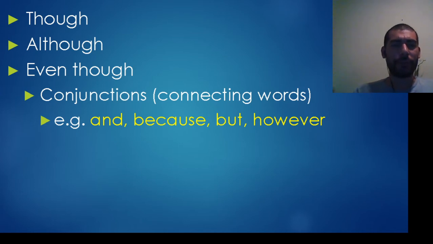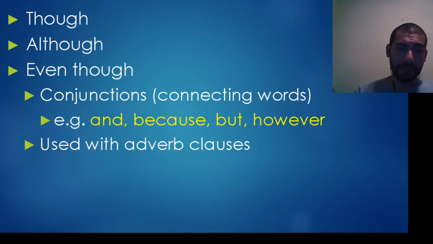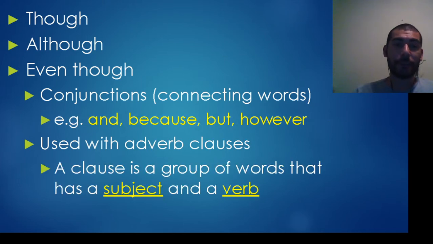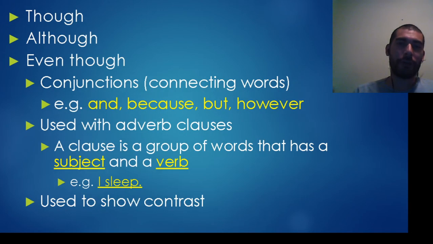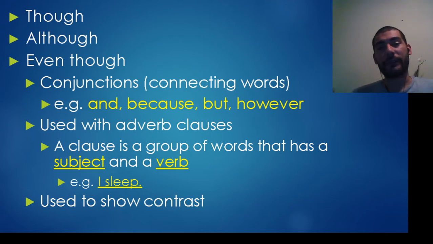We use these words with adverb clauses. A clause is a group of words that has a subject and a verb. For example, I sleep. I is the subject and sleep is the verb. And we use them to show contrast, right? Which means we're going to show a difference. We're going to have a positive and negative relationship.